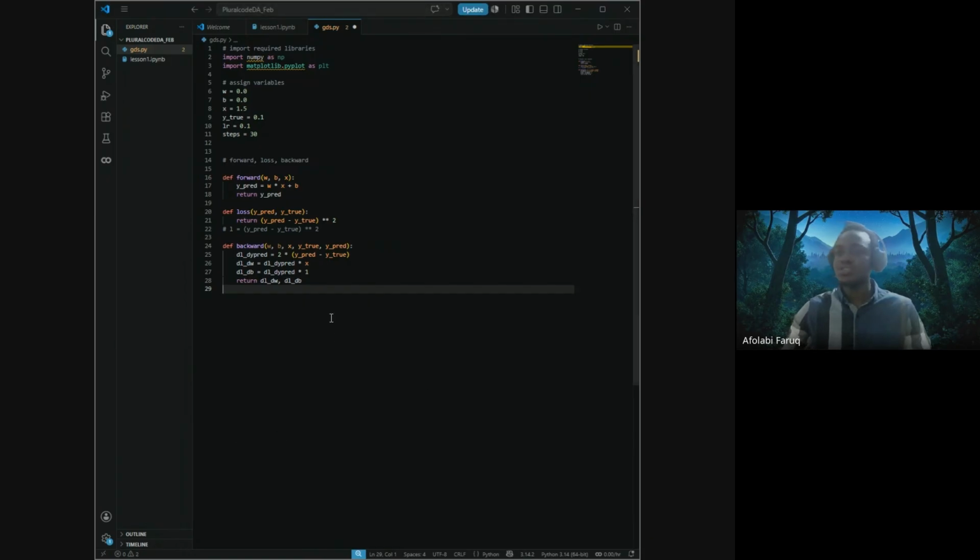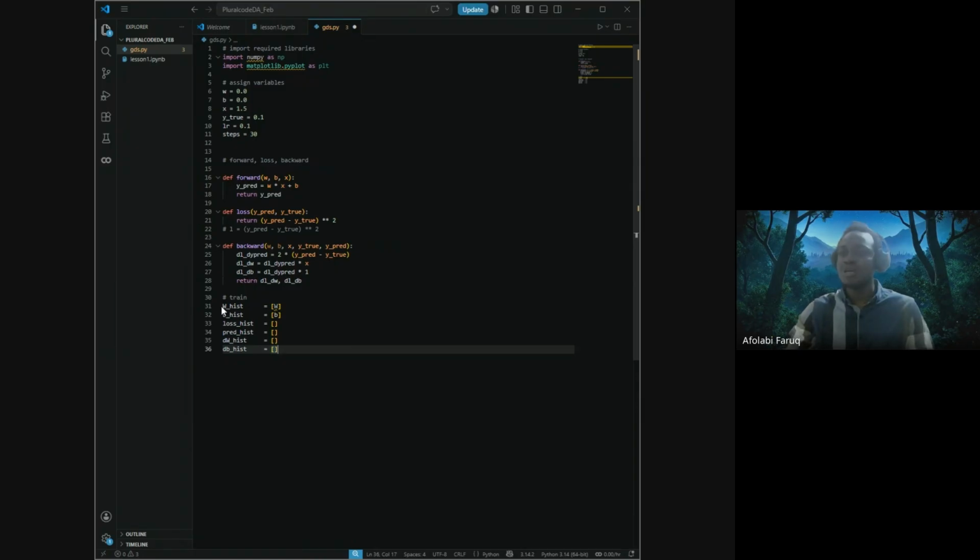Now we want to train this model. To be able to train, the first thing we need to do is have a list of some values. Some values are going to be appended into this empty list, which we are then going to use to observe the backpropagation in visualization form. So I'm just going to put those variables here.